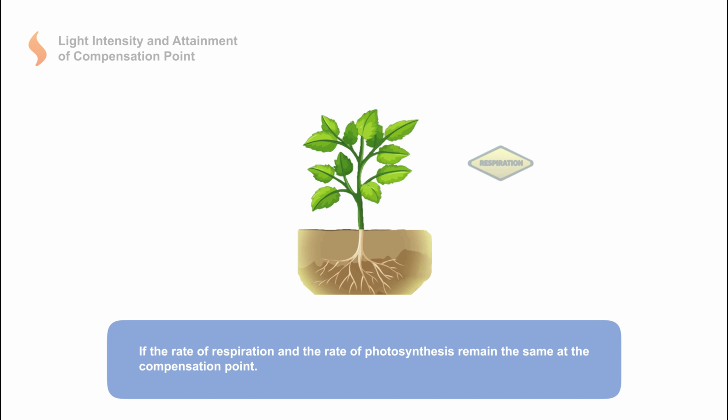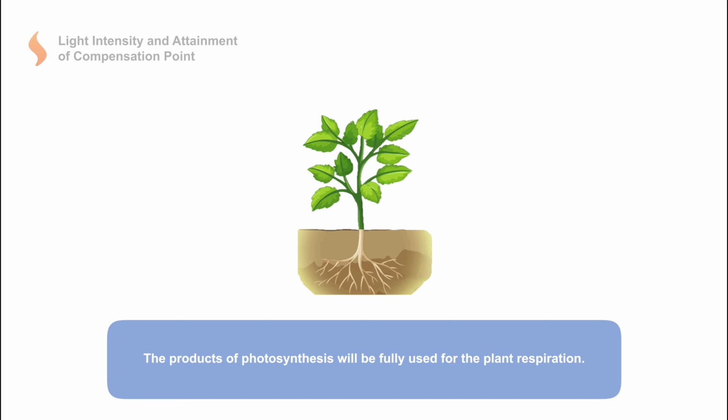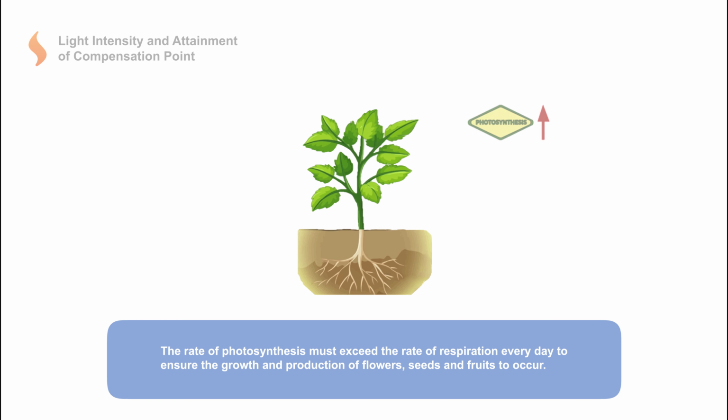If the rate of respiration and the rate of photosynthesis remain the same at the compensation point, the products of photosynthesis will be fully used for the plant respiration. The rate of photosynthesis must exceed the rate of respiration every day, to ensure the growth and production of flowers, seeds, and fruits to occur.